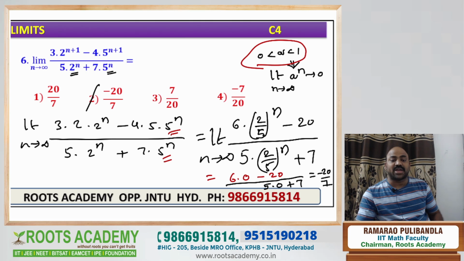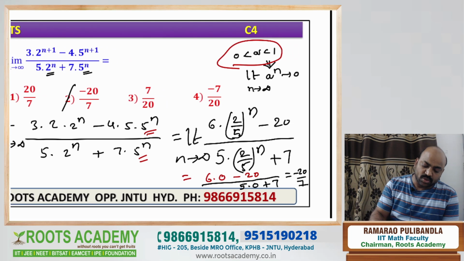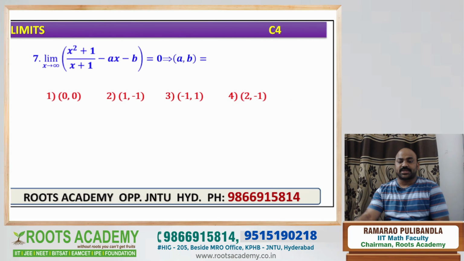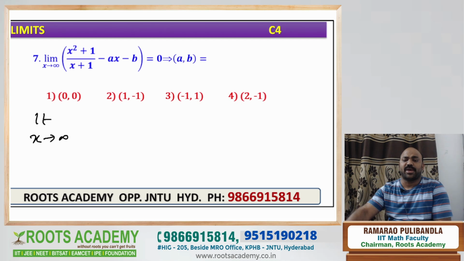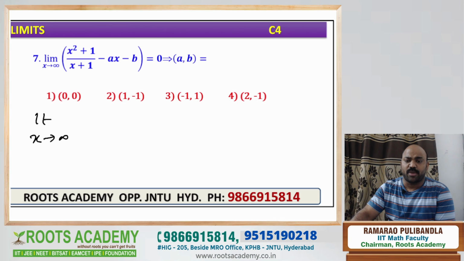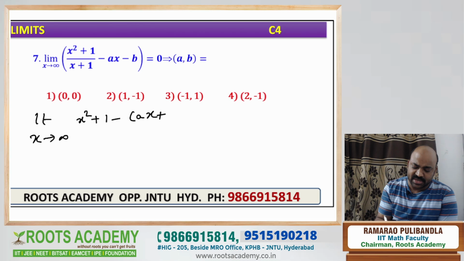Does anyone have any doubt in this beautiful concept? Shall I move to the next question? Alright. The next question is limit x tends to infinity. It should be polynomial by polynomial. Can you make the things into polynomial by polynomial now? So you have to multiply this. You have to just multiply and simplify this, dear students.